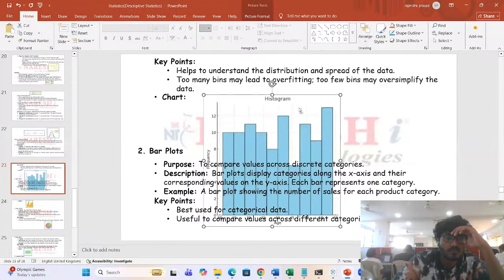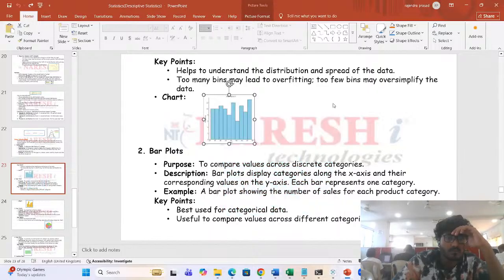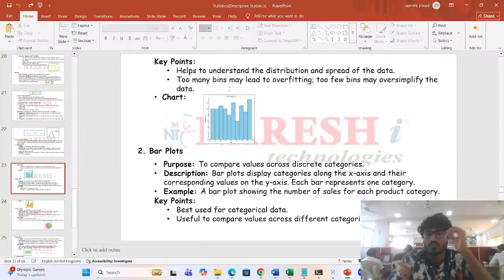Is it clear? The key points to remember when you are working with a histogram: this will help you understand the distribution and spread of your data. Be careful, too many bins may lead to overfitting. Too few bins may oversimplify. Don't go with very few bins like 2, 3. Don't go with many bins like 20, 40. Select an appropriate number like 5 to 10. 5 to 10 is more than enough.